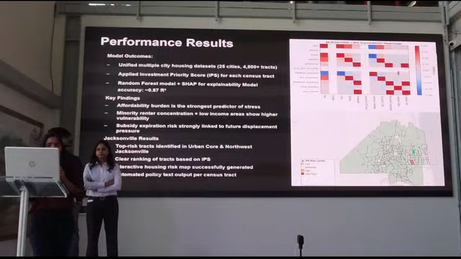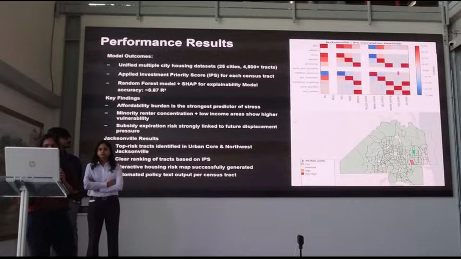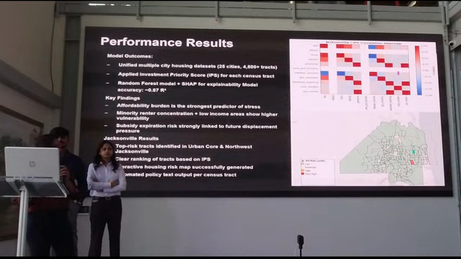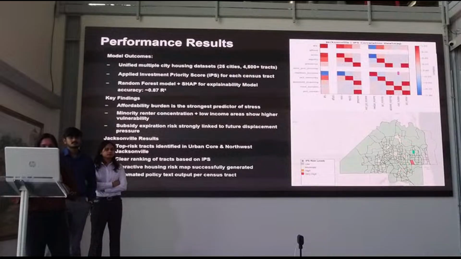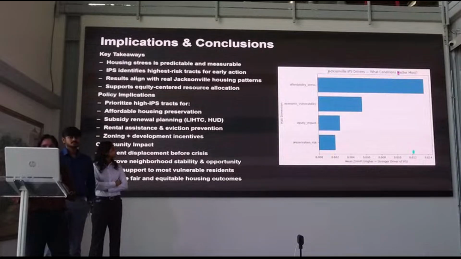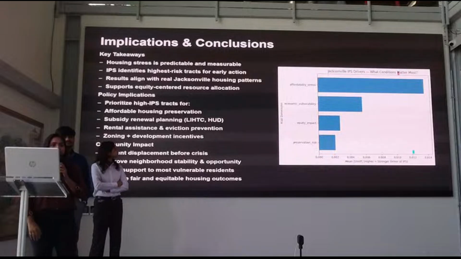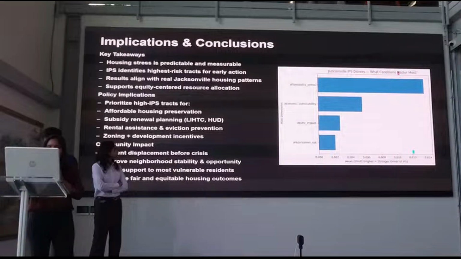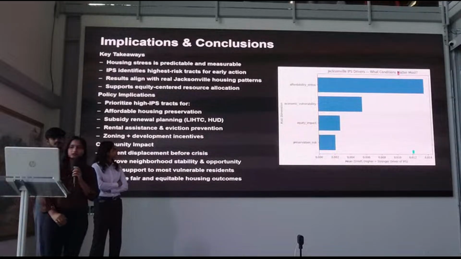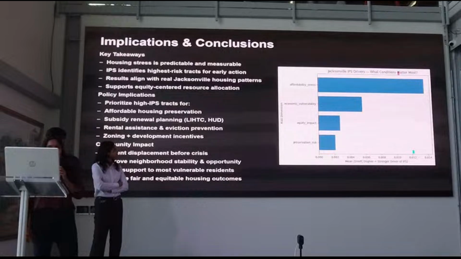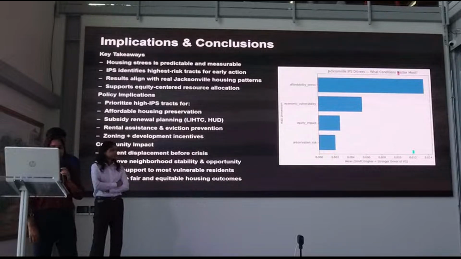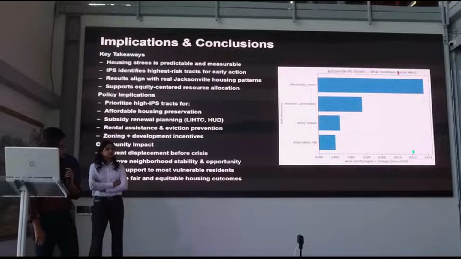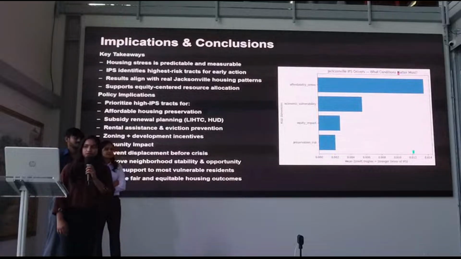So our model isn't just spitting out numbers, it's learning from and validating the lived realities of Jacksonville neighborhoods. From these results, we can draw some important conclusions and policy directions. First, housing stress is key. By using this framework, Jacksonville can take informed, proactive action, protecting affordable homes today and ensuring a more stable and inclusive housing future for tomorrow. Thank you.